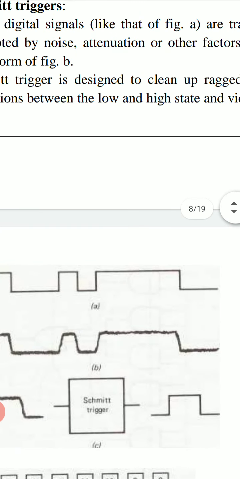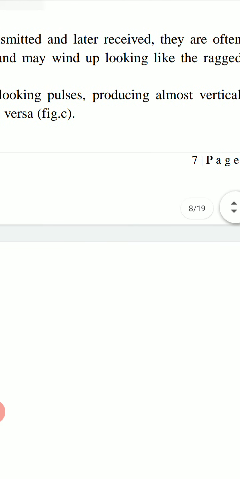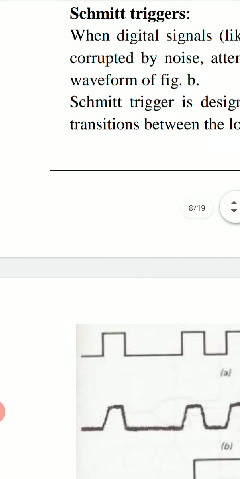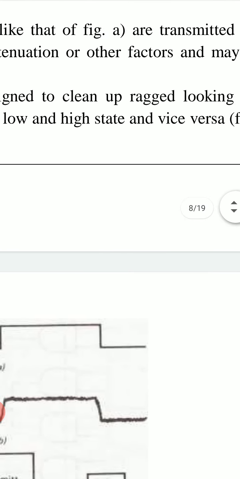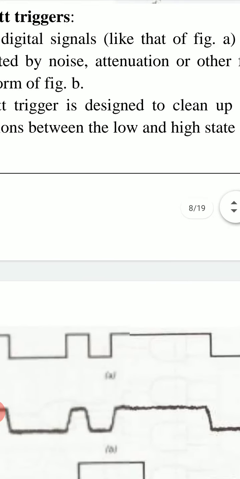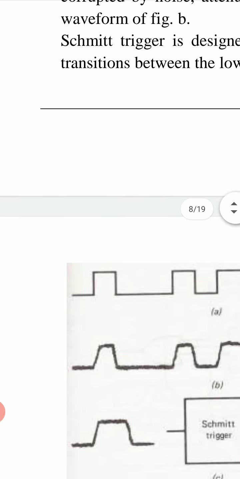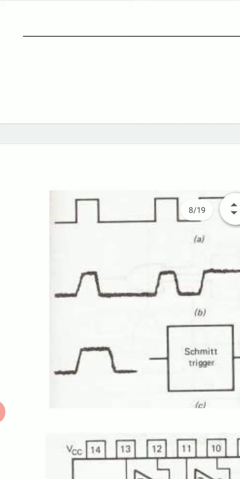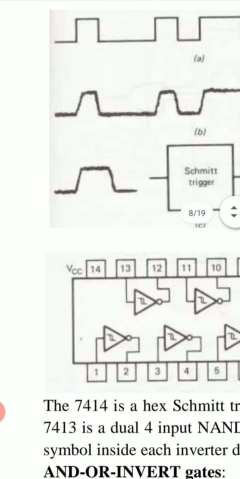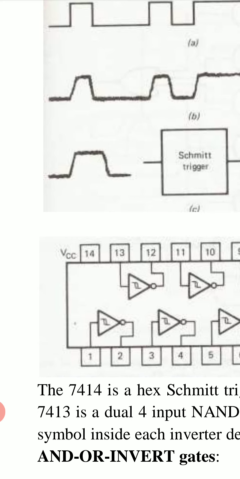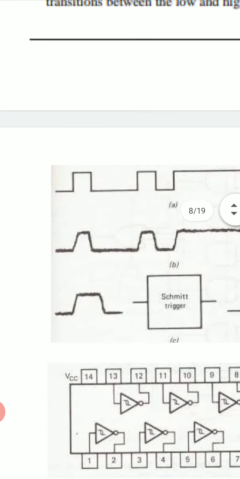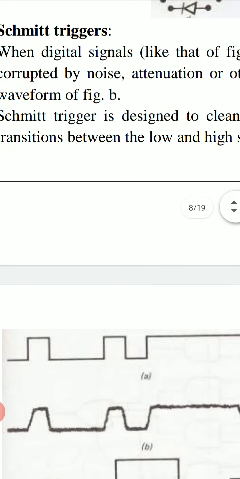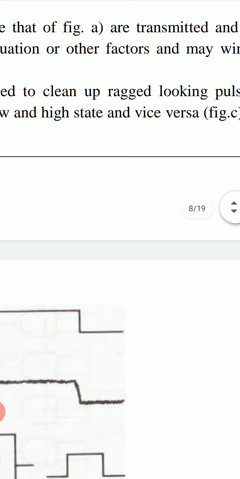When digital signals like that of figure A are transmitted and later received, they are often corrupted by noise, attenuation, or other factors, and may wind up looking like the ragged waveform of figure B. So there may be distortion in this waveform, and we get a waveform like that of figure B, in which the transitions from 0 to 1 or 1 to 0 state are not vertical, and this may be due to noise, attenuation, or some other factors.